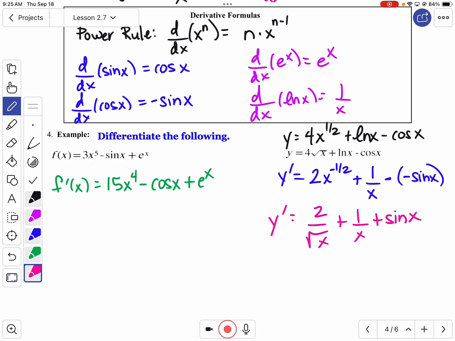All right, let's look at that next one. It wants me to write the equation of a line tangent. We're going to write tangent line equations always. Take a second and see if you can try get number 5.